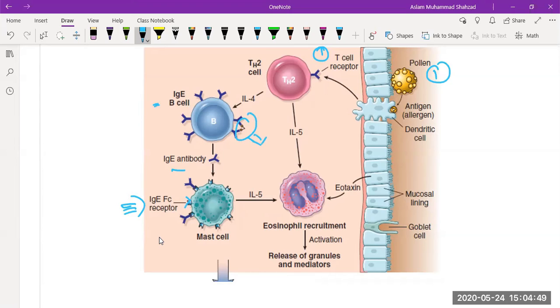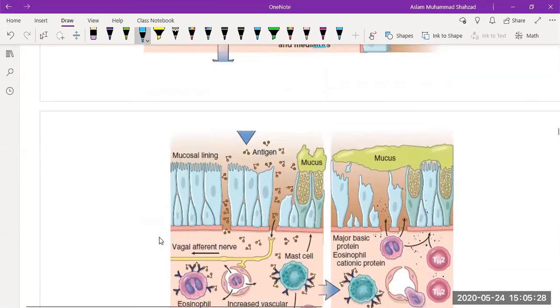Why? Because it is an IgE mediated immune response produced with the help of Th2 helper cells, and they activate interleukin 5, either from the Th2 cells or from the mast cells, to produce more eosinophil recruitment, and that is why there will be increased production of eosinophils, which will be seen in the histopathology. And then with the increase of eosinophils, the release of granules and mediators will occur. So that's the normal process.